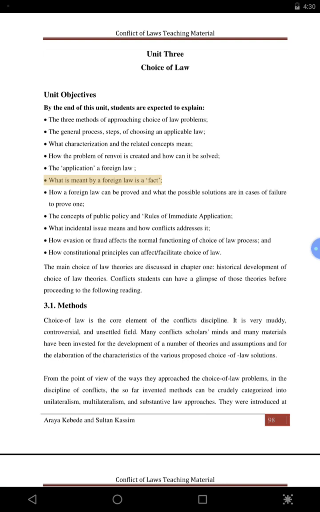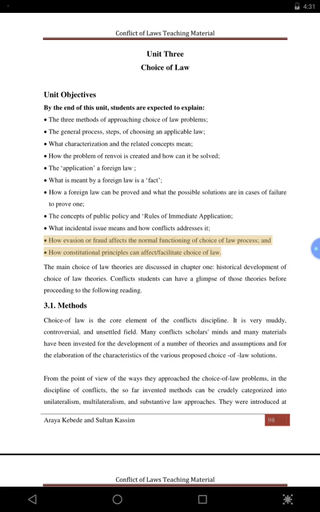The application of a foreign law. What is meant by a foreign law is a fact. How a foreign law can be proved and what the possible solutions are in cases of failure to prove one. The concepts of public policy and rules of immediate application. What incidental issue means and how conflicts addresses it.